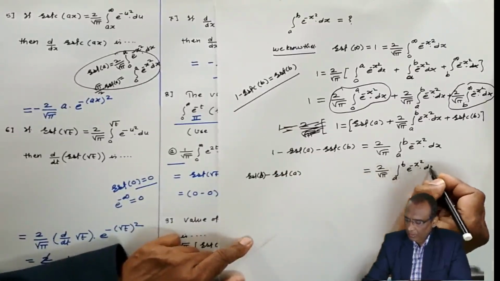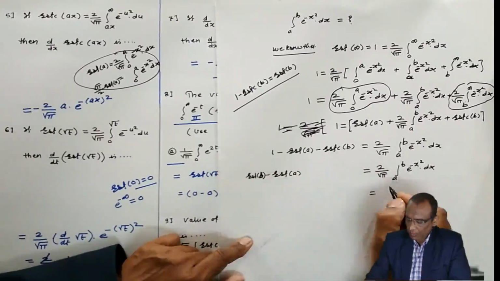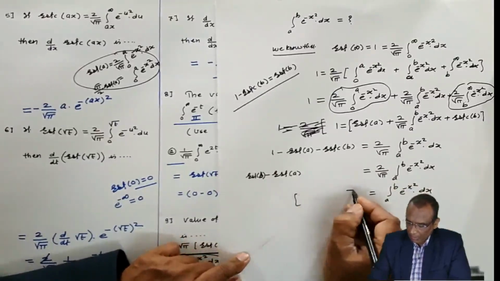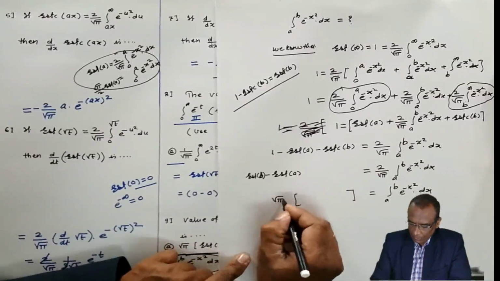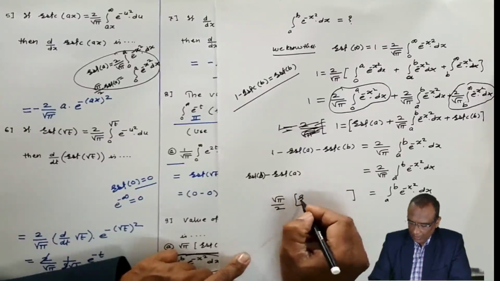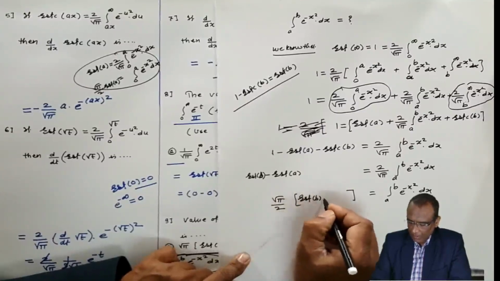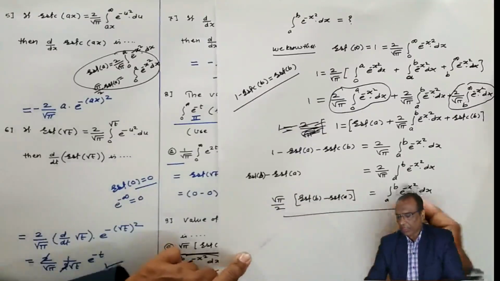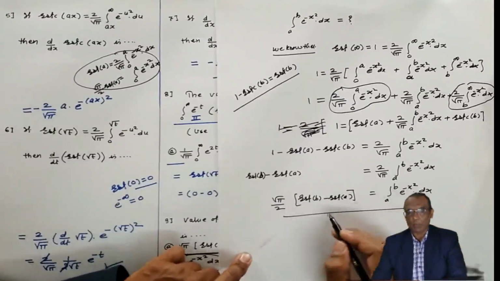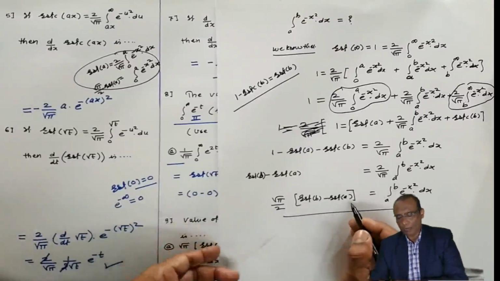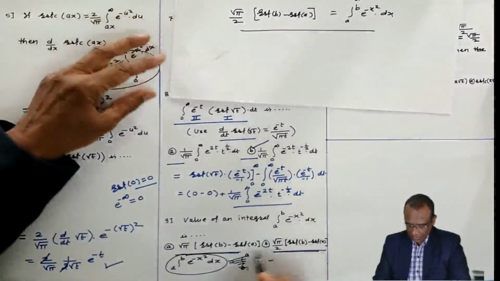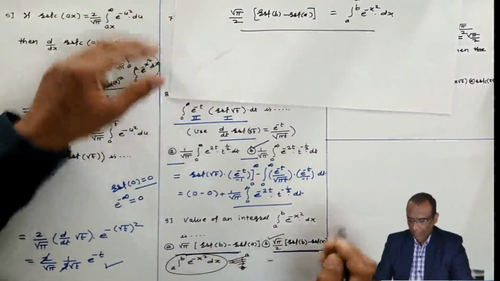Now shift 2 by root pi on the left hand side. If you shift it on left hand side, what will happen? It will be root pi by 2 times error function of b minus error function of a. This is the value of this integral in terms of error function of a and error function of b. And what is the correct answer here? This b is the correct answer.